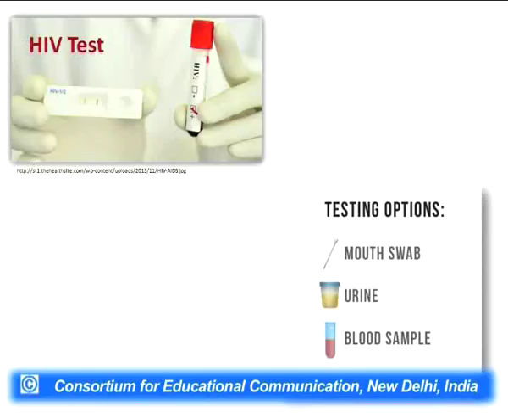Now there are various tests which are available in the market to check for HIV. For this testing we can use mouth swabs, urine, or a blood sample. So these three major sources can be used, and the major tests which are used are the ELISA test or the oral swabbing test.